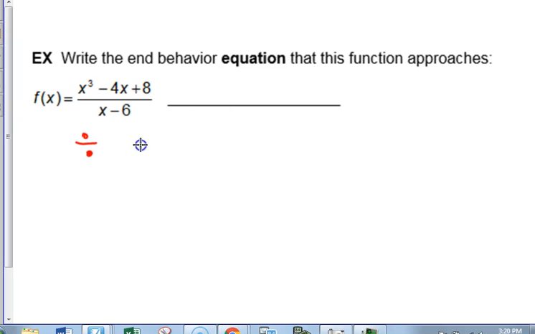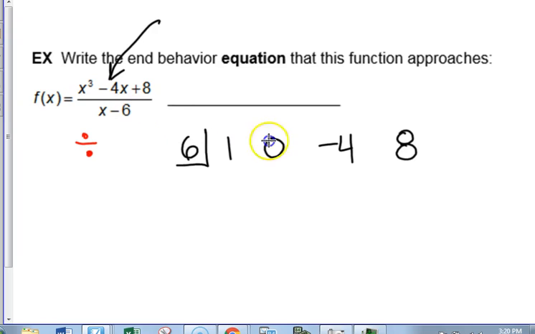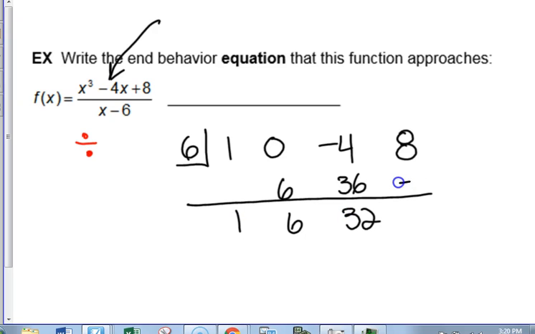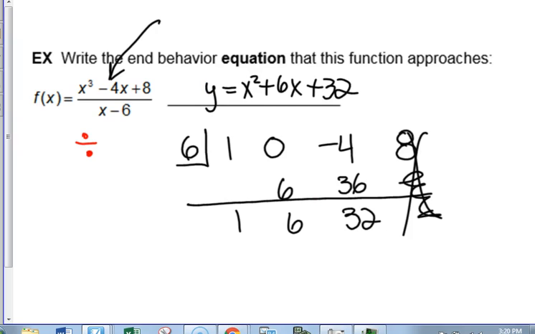Can we do synthetic division instead of long division? What goes in the little box? Not negative 6. It's 6. There's a placeholder. So there's an x cubed, 0x squared, a negative 4x, and an 8. Bring down, multiply, add, multiply, add, multiply, which is some great big number. Do we care? Nope. It's a remainder. So what's this mean? x squared, like I started, and you're done, okay?